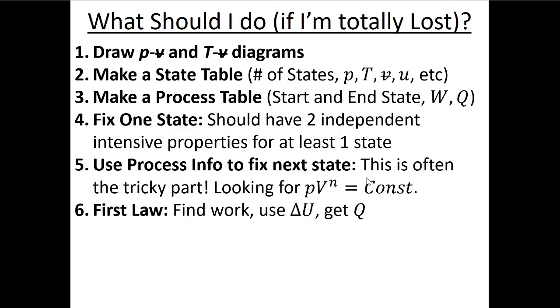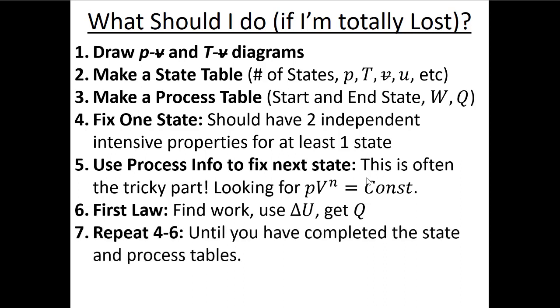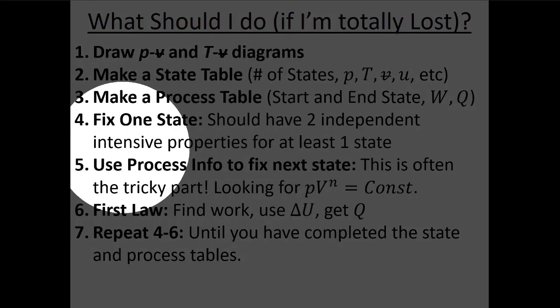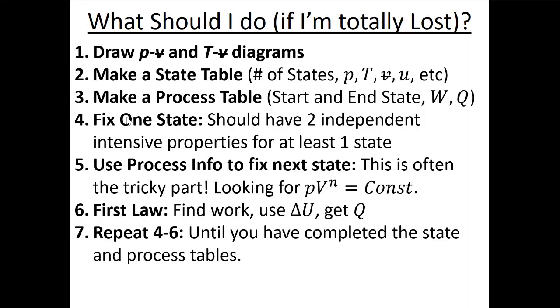You make some assumptions. You say, now I need the change in internal energy. I'm going to find work. And now with those two pieces of information, you can find the heat transfer. Right? Now, basically, if you have a series of processes, then what you do is you draw a loop in here and you do steps 4 to 6 until your state table is completed.